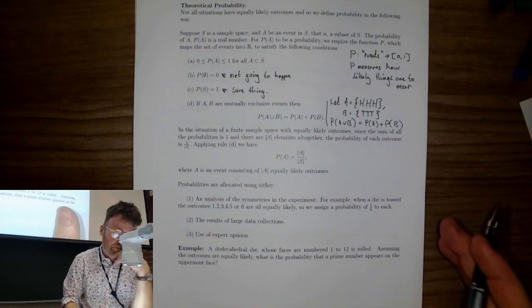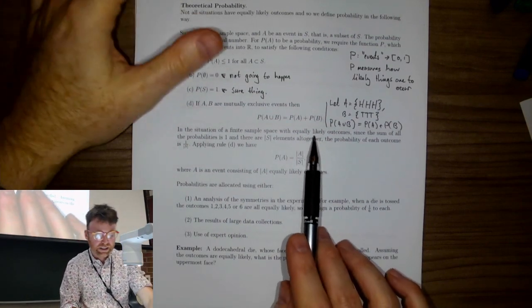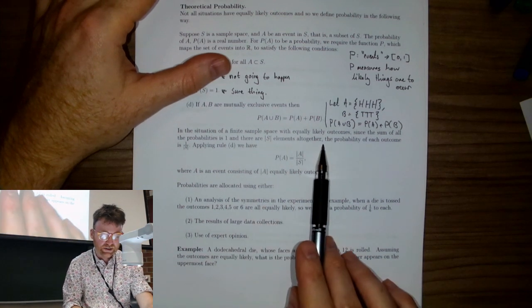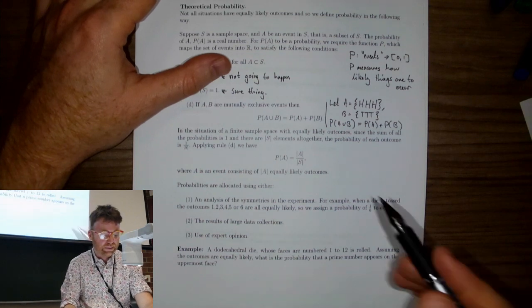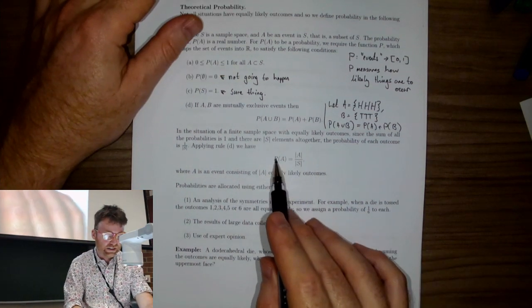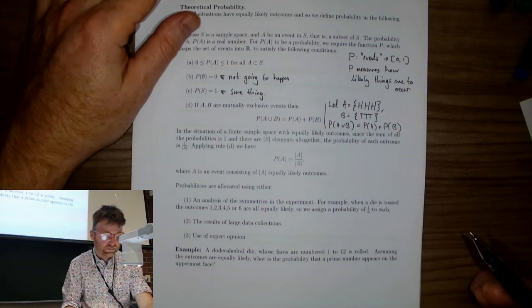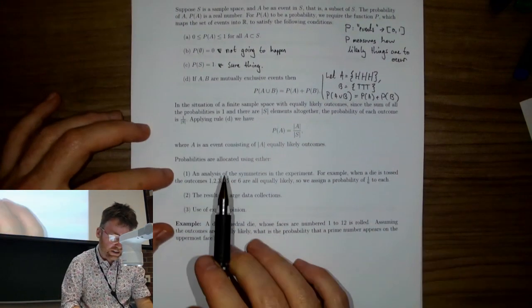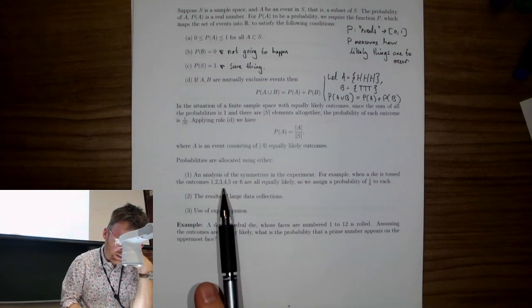Now, in a finite sample space with equally likely outcomes, such as our coin flipping example, since the sum of all probabilities is 1 and there are |S| elements altogether, the probability of each outcome is necessarily 1 over |S|. And applying this rule, we have this. So we can do a few examples. We'll do a few examples in a moment.